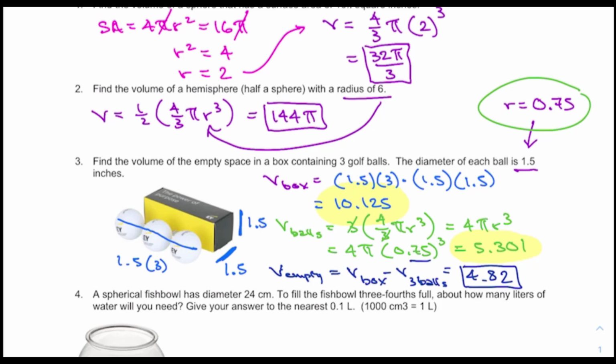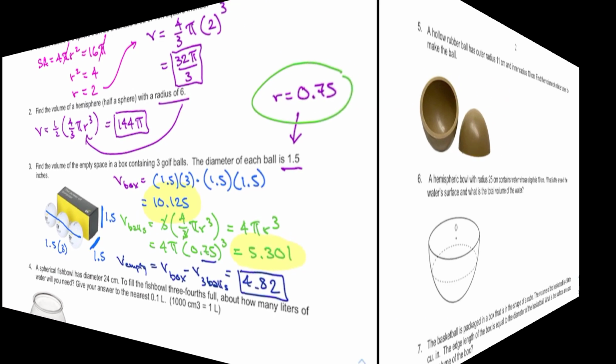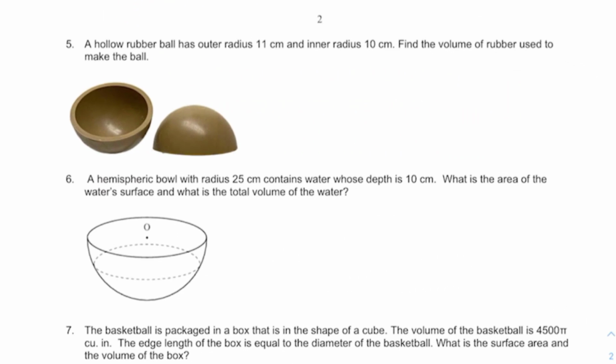All right, let's jump to the back and see if there's anything back there that we can try, before we let you try some problems. Okay, let's go ahead and try a couple problems on the back side here. We have a hollow rubber ball for number 5 here, and the outer radius is 11, and the inner radius is going to be 10. Find the volume of the rubber used to make the ball.